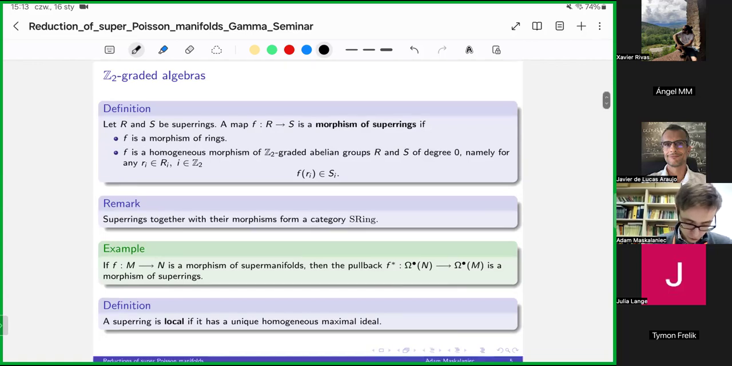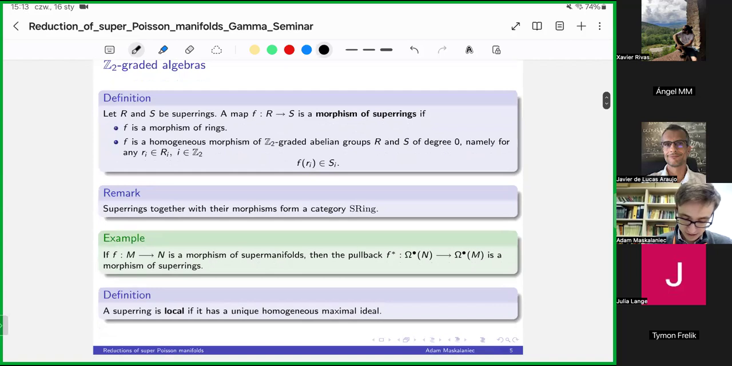So, moreover, we say that a superring is local if it has a unique homogeneous maximal ideal. When we are in the graded category, we want to consider only homogeneous ideals because only quotients by homogeneous ideals preserve the graded structure.